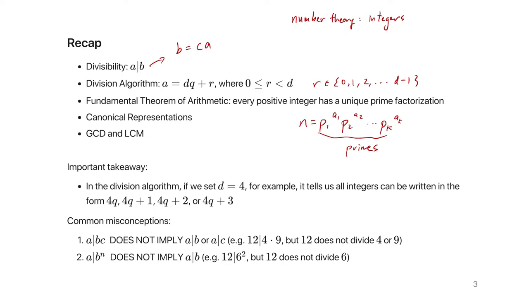An important takeaway that you should have by now is that, for example, if we're considering all of the possible divisions of the integers when they're divided by 4, we can say that all integers can be written in the form 4q, 4q plus 1, 4q plus 2, or 4q plus 3. And that applies for any integer. It's just like when we consider odd or even. Odd or even is just what we get when we divide by 2. So we can say all integers can either be written as 2k or 2k plus 1. Is that clear?